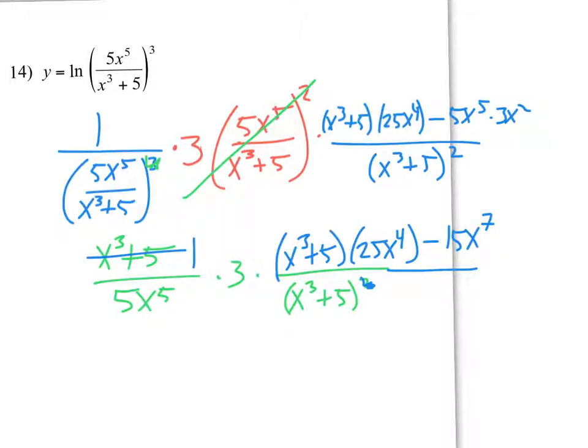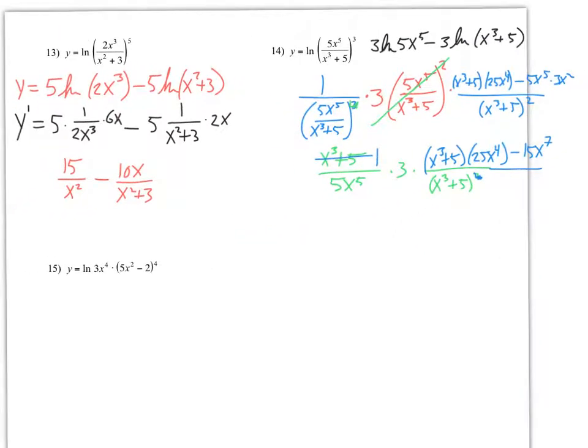But at that point, I'd probably call it a day. I'd like you to notice that if you had rewritten this as 3 natural log of 5x to the fifth minus 3 natural log of x to the third plus 5, that becomes a much less substantial derivative to take. Knowing log properties is a really helpful thing.